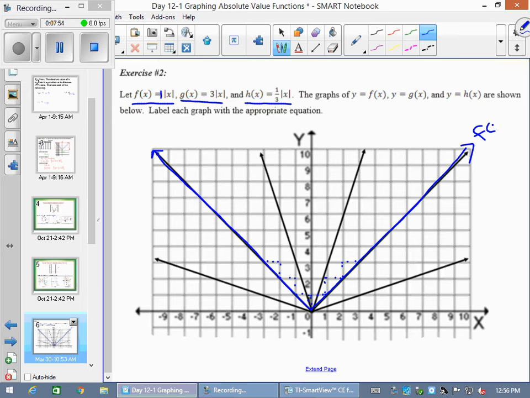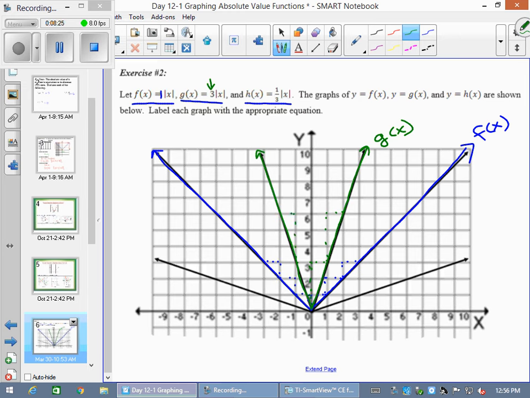The next function I'm going to look for is g of x. Now g of x has a coefficient of 3. So that means that my graph should be narrower than my parent function. And in fact, it should have a slope of 3 on one side and negative 3 on the other. So the correct graph here would be this one that I'm highlighting in green, which is g of x. And again, if I want to check the slope, I can say, okay, up 3 over 1, up 3 over 1, up 3 over 1.